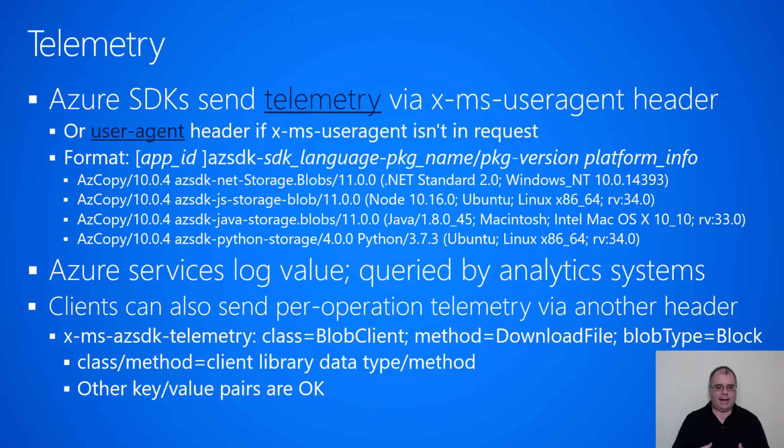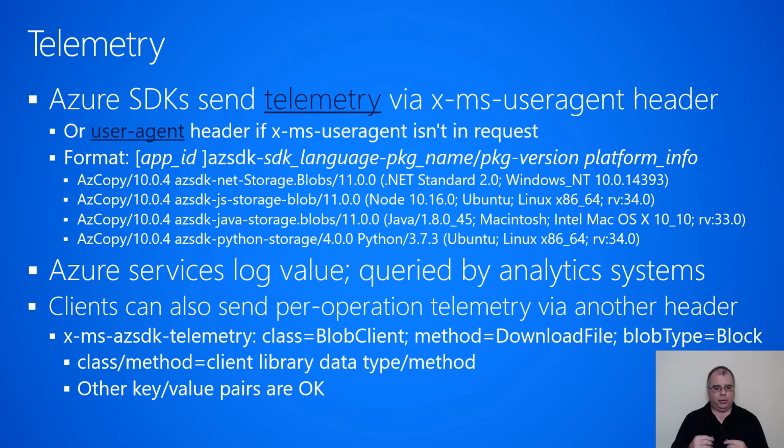azsdk-telemetry. And here you can say class equals and the name of some class or structure or data type that's in a client library, like this example here, which is using the blob client. And then method equals and the name of some method or function that's part of that type. And then you can have additional key value pairs as part of this string. Again, all the service does is log this.